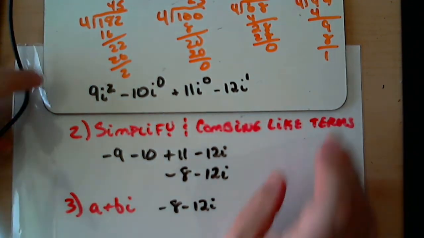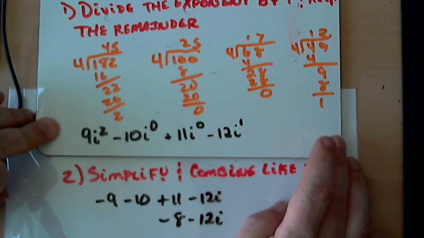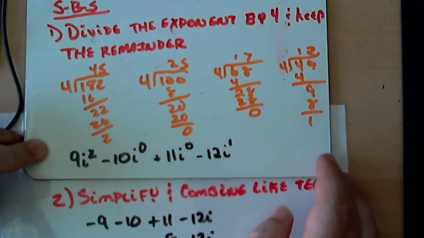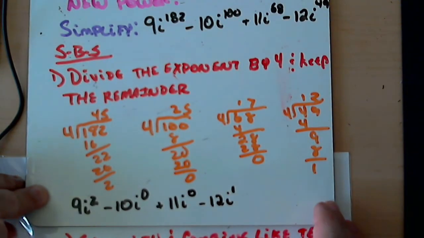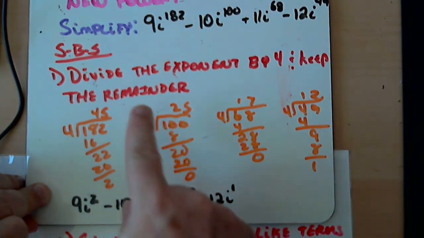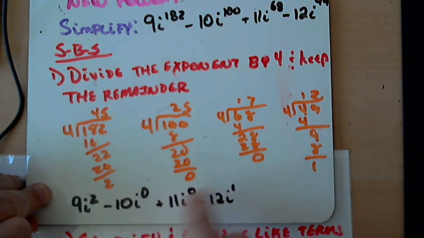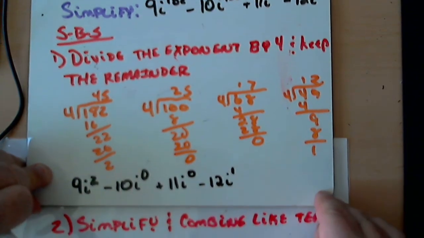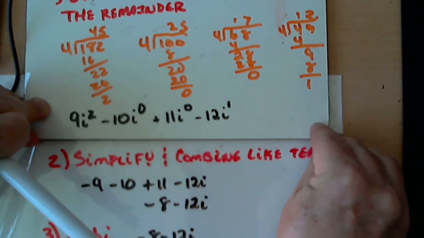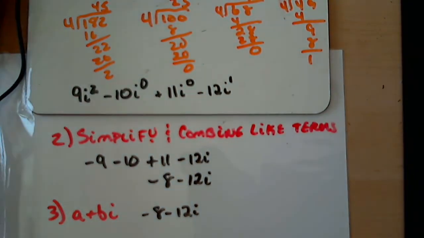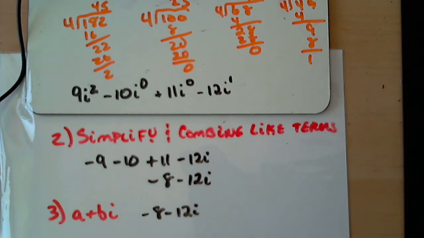The step-by-step is very long, and I can't get it all in there. So here's the problem. I'll go through it. As you see, you divide the exponent by 4 and keep the remainder. The remainders are 2, 0, 0, 1, right? And then you combine like terms and simplify. Okay? That's all I got. Sorry the video was so long.